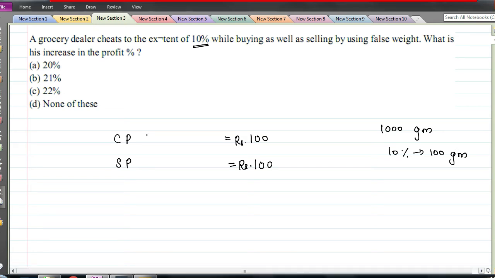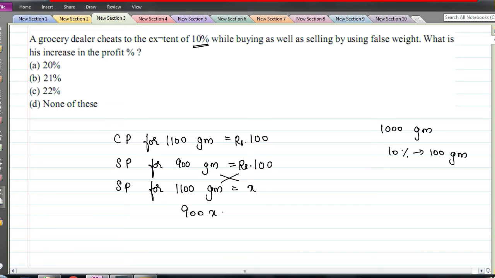So cost price for 1100 grams is 100 rupees and selling price for 900 grams is 100 rupees. Now let us find selling price for 1100 grams. So we have already solved this in our explanation. So we get 900 into x is equal to 100 into 1100. If we simplify, we are going to get 122.22. This is the selling price. So difference between selling price and cost price is 22%, which is your profit percentage.